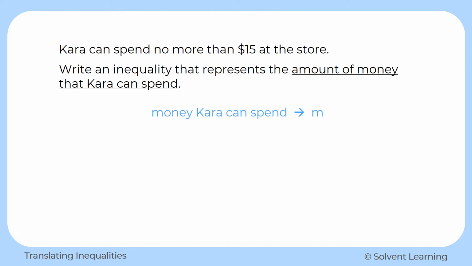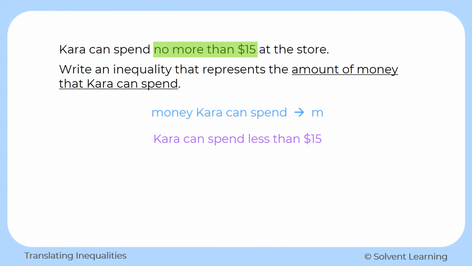Now we want to look back at our word problem to figure out what information they tell us that helps us understand how much money Kara can spend. Well, we see this phrase here, no more than $15. So we can ask ourselves, what does that really mean? First, it means that Kara can spend less than $15. She can't go any higher than $15, but she can spend less than it. She can spend $10, $12, anything less than $15.